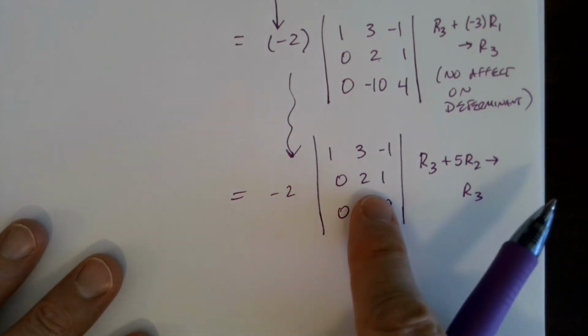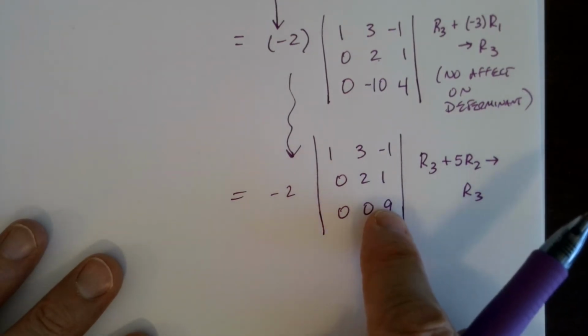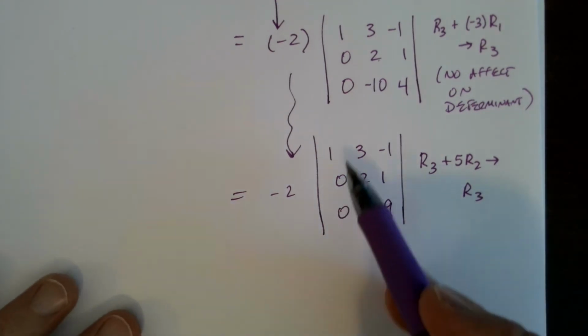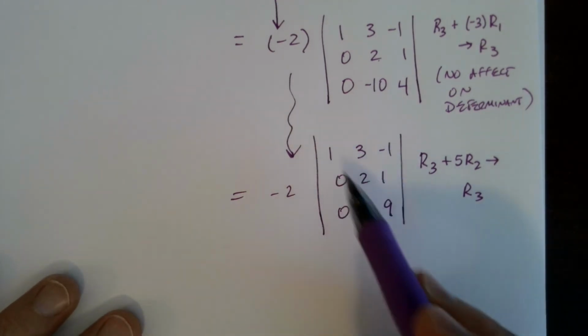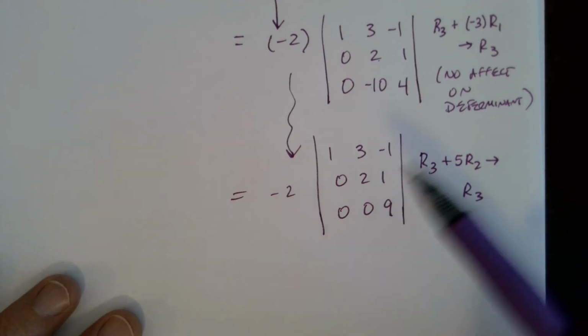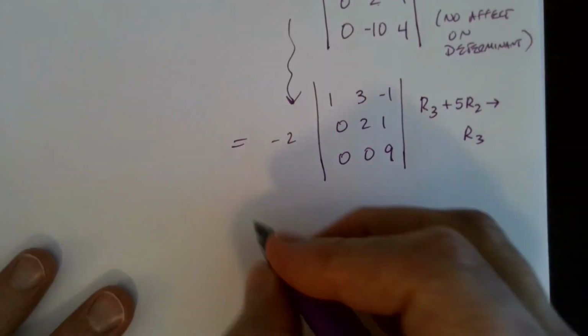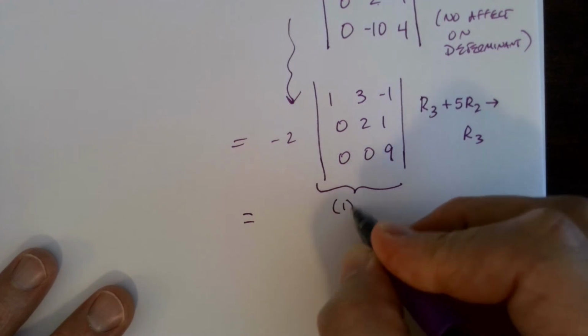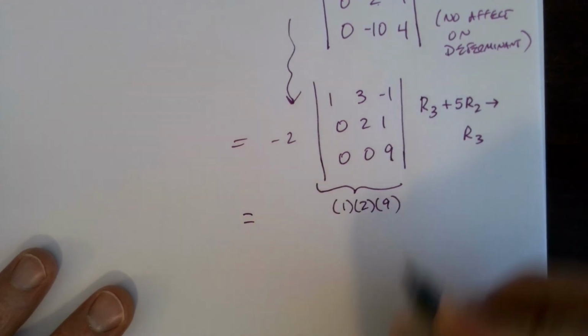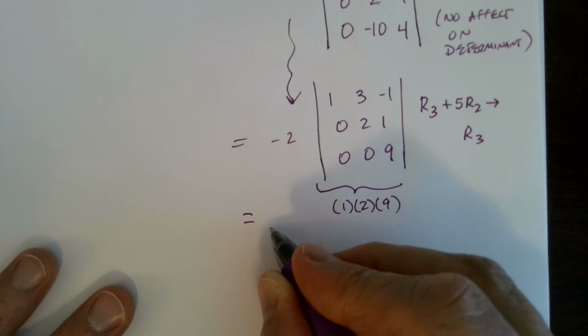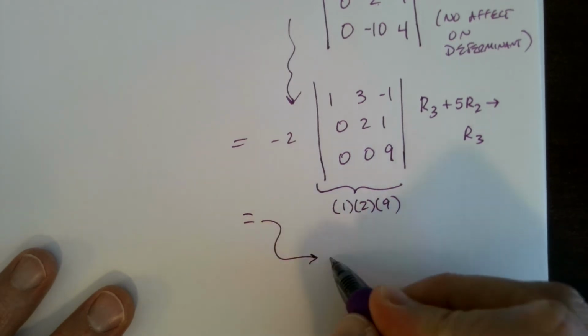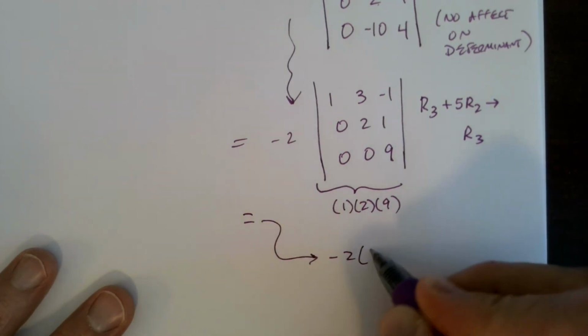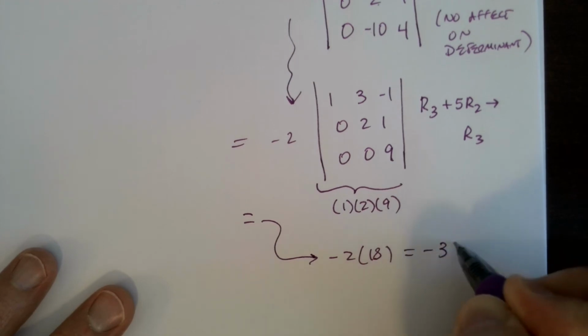Notice here I could get leading ones if I want to, but I'm not going to do that. I'm simply going to note that I now have a triangular matrix. I have an upper triangular matrix, right? What's the determinant of any triangular matrix? It's the product of the main diagonal entries. So this is 1 times 2 times 9. And so our determinant becomes negative 2. 2 times 9 is 18. I get negative 36.